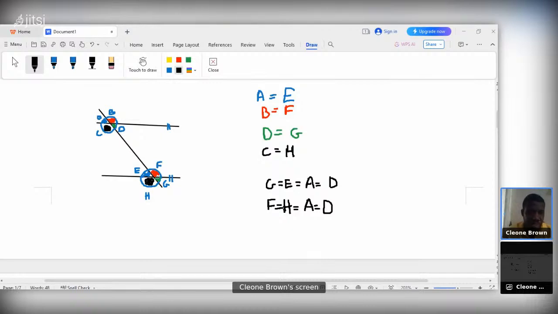So we can see that along the two parallel lines, angle A would be equal to angle E. Angle D would be equal to angle G. Angle B would be equal to angle F, and angle C would be equal to angle H. And then we notice that angles G, E, A, and D are all equal, and angles F, H, A, and D are all equal as well. All right, good. So let us continue.